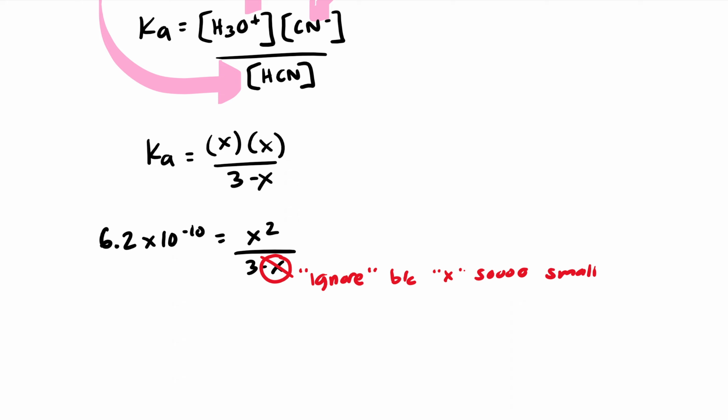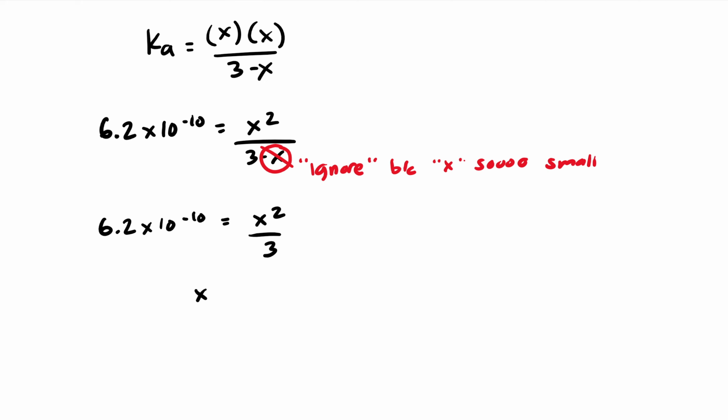Essentially, our weak acid molarity is not changing from initial to its equilibrium value. So if we're allowed to ignore that minus x, the math actually becomes pretty darn easy. And x ends up being 4.31 times 10 to the negative 5 molar.